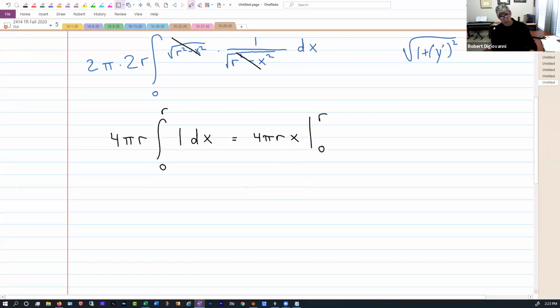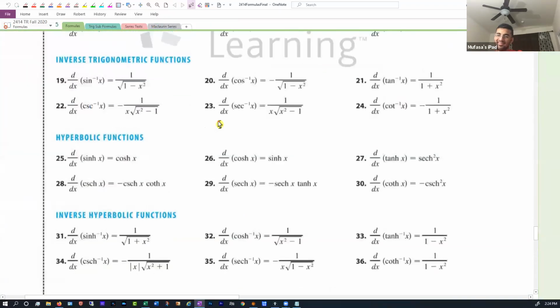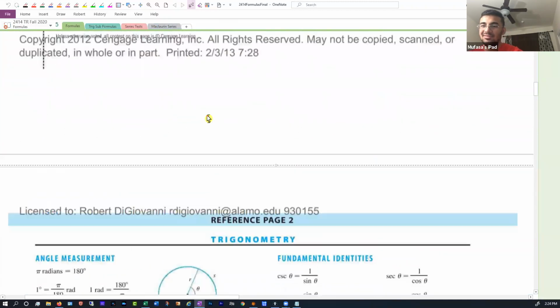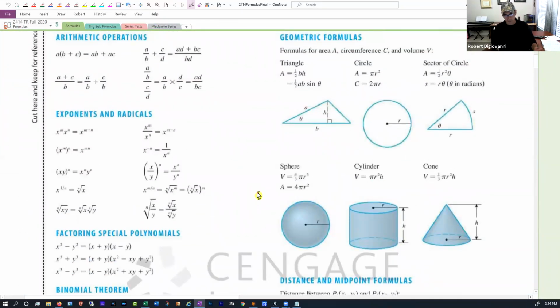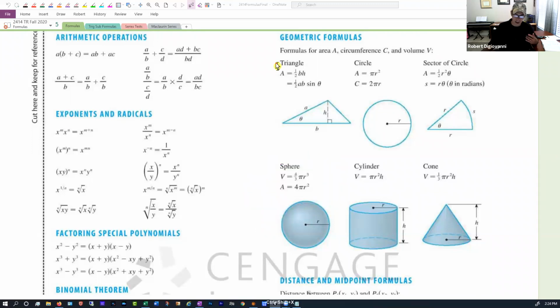So when we plug in r, we get 4 pi r squared. And when we plug in 0, we get 0. So the surface area of a sphere should be 4 pi r squared. This is crazy. But it's true. 4 pi r squared. There you go, the area of a sphere. 4/3 pi r cubed, volume, right? Area. We've proven all these. It's pretty cool, in my opinion.